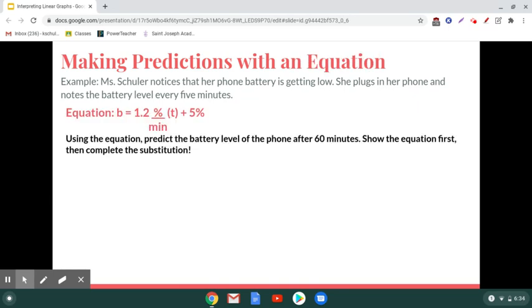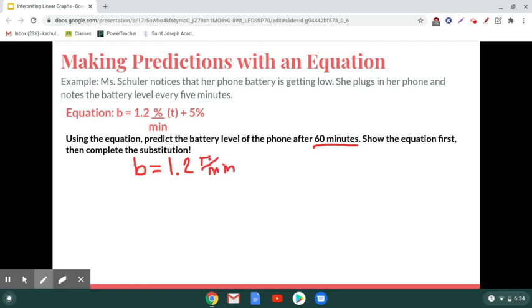Now we can also make predictions using our equation. This equation is the one that we built earlier. So it says, using the equation, predict the battery level of the phone after 60 minutes. So you'll notice that I'm giving you 60 minutes. It says, show the equation first, then complete the substitution. So what we're going to do is start with our equation. B is equal to 1.2% per minute, or percent over minutes.